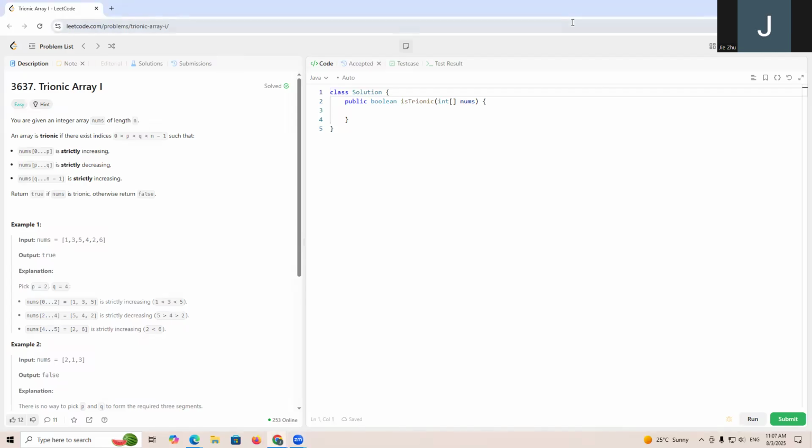Let's go to LeetCode 3637, Trionic Array I. It gives us an array nums, and we are trying to see whether it is Trionic. So what is Trionic? It needs to have this kind of shape, right? Monotonic increasing, monotonic decreasing, and then monotonic increasing again.